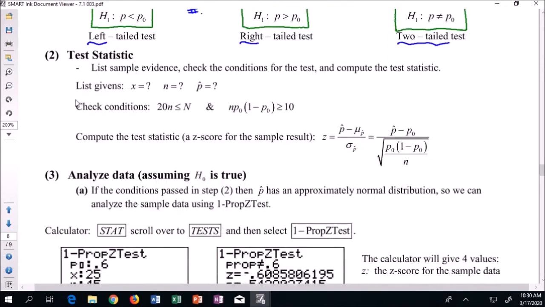Step two is always going to be to look at what we call the test statistic. Essentially, look at the evidence. Look at your sample data and see what you find. So oftentimes we'll list out the sample evidence. Like in this case, we needed to know X, how many people said they were going to vote for the candidate? N, how many people were there in the sample? And p-hat, what's the percentage of people that were going to vote? We checked appropriate conditions. We also computed what we called a z-score. In this case, we'll also refer to it as a test statistic. It's a z-score for the sample result.